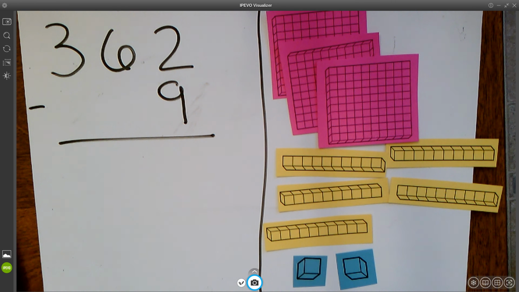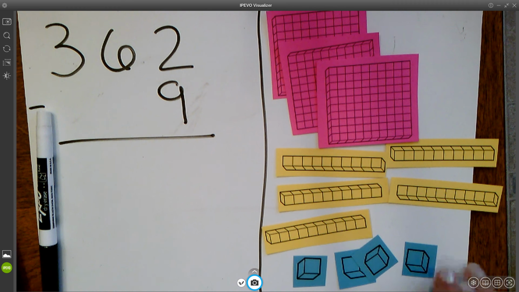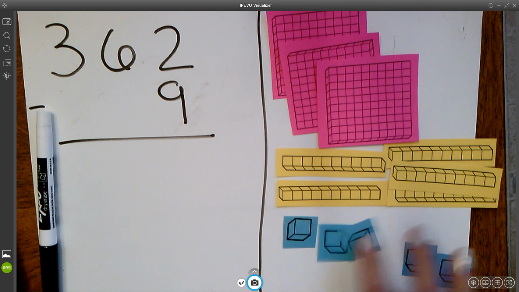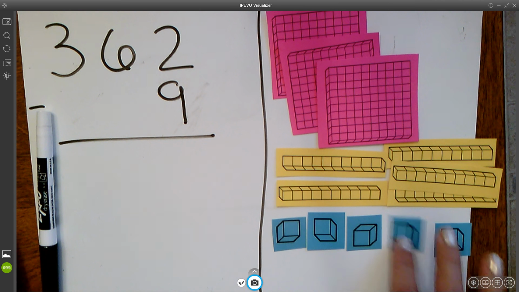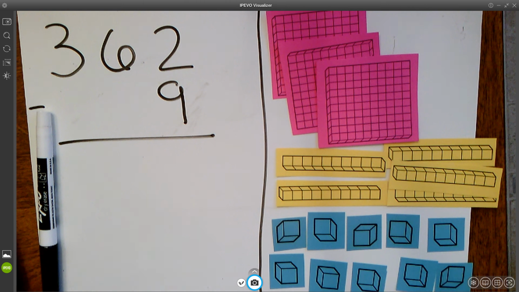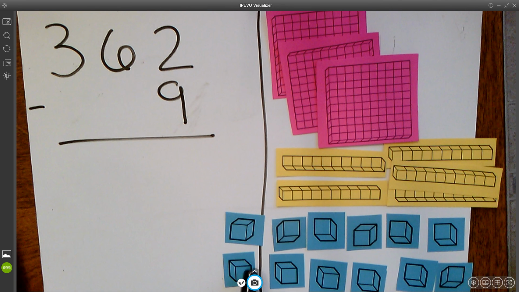1, 2, 3, 4, 5, 6, 7, 8, 9, 10. All right. Now I'm going to add these 10 ones to my already 2 ones. And now how many ones do I have all together now that I added 10 to my 2? Let's see, we'll count them all together. I'm going to put these guys over on the side. All right. 1, 2, 3, 4, 5, 6, 7, 8, 9, 10, 11, 12.